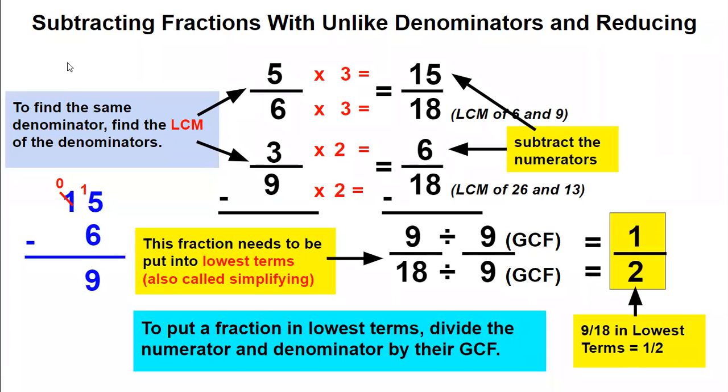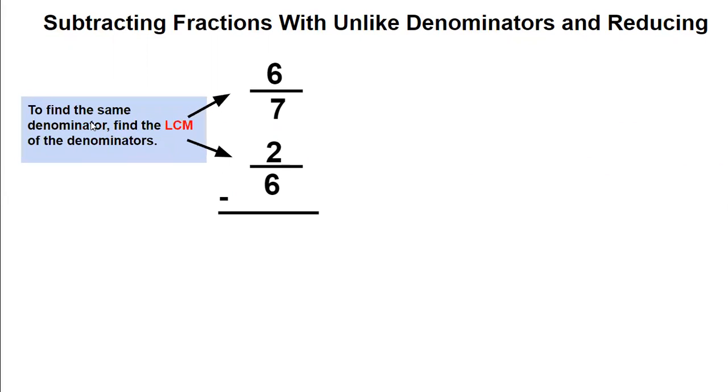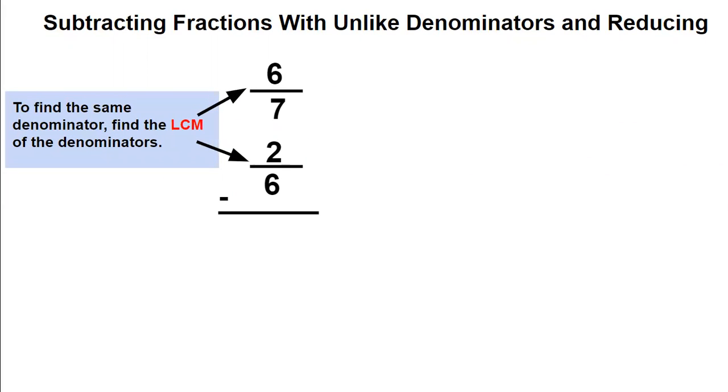Okay, let's do another one. This time, let's have you pause the video and try this one, and then see if you got it right. So pause the video and try this. 6 7ths minus 2 6ths. Okay. All right, hopefully you paused the video, and now we're going to find the least common multiple.